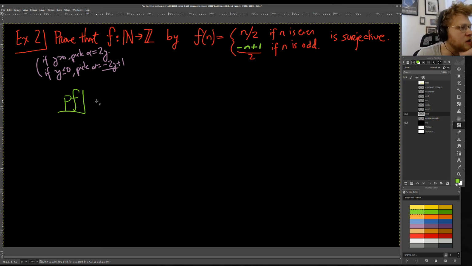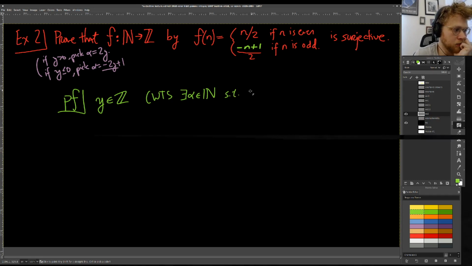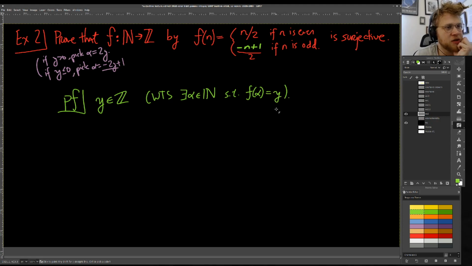So proof: take an arbitrary element of the codomain, and we want to show that for this choice of y, there exists an element alpha of the domain such that f maps it to this y that we picked. So we figured out what our two cases need to be. Case 1, suppose y is greater than 0.